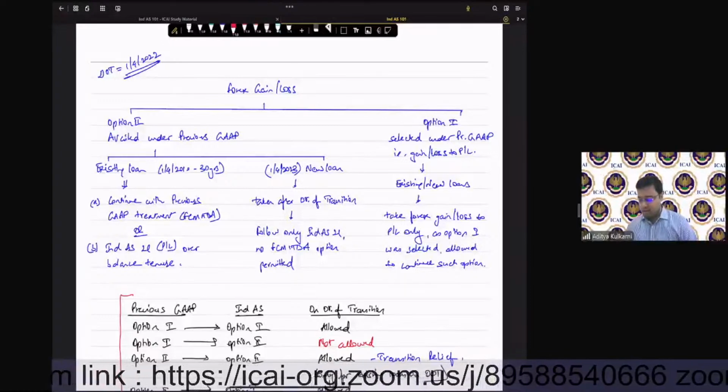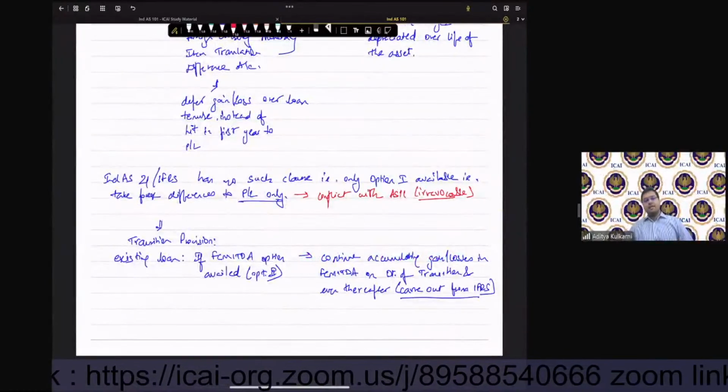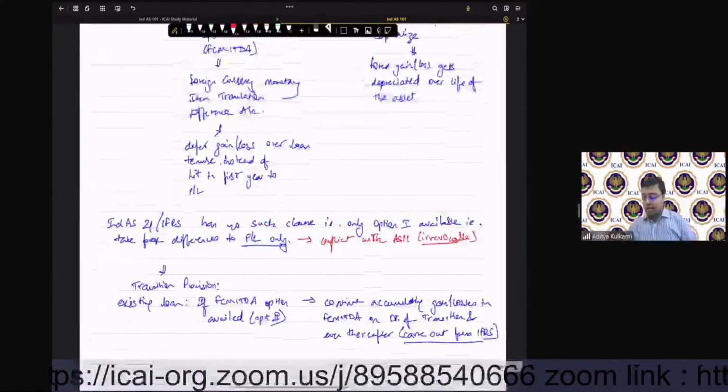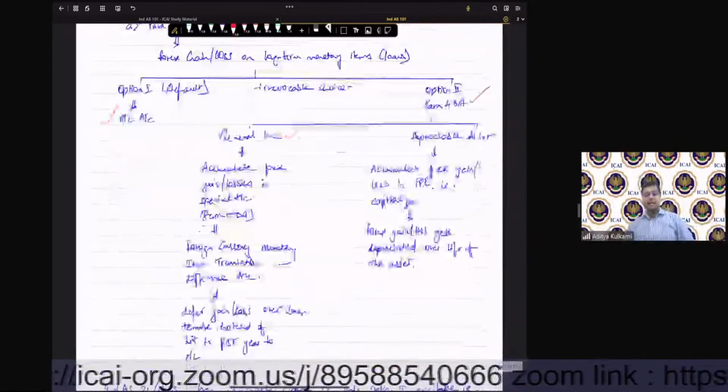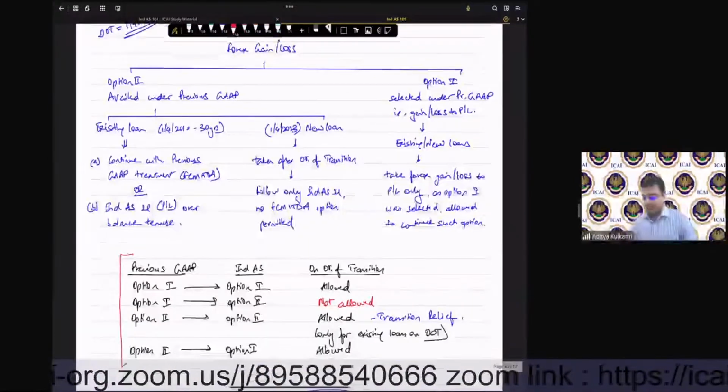Are we okay with this? Yes, are we okay? Alternatively, the entity can continue to say that I will do it only through the P&L account. That is also perfectly fine.